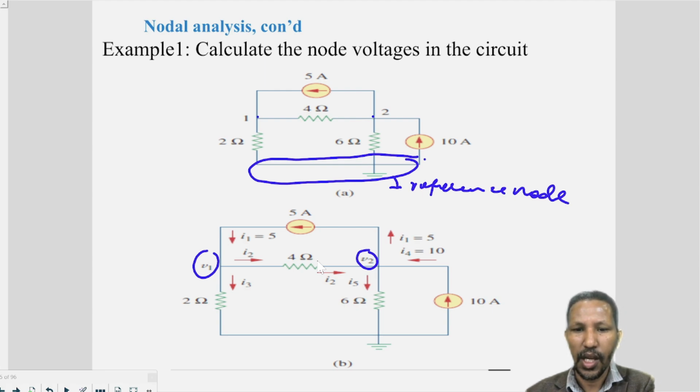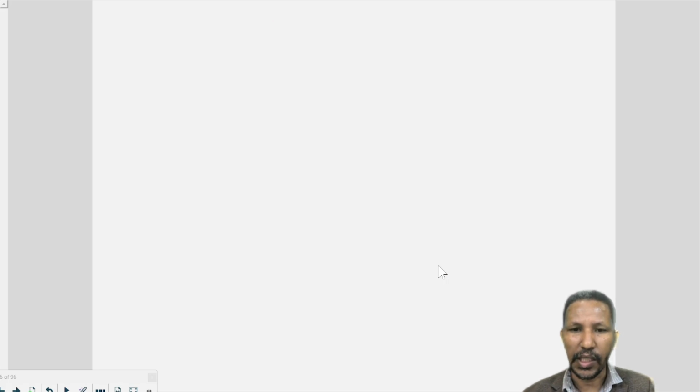As you can see here, small I1 is entering node 1, small I2 is leaving, small I3 is leaving, small I5 is leaving, and small I4 is entering the node. Okay, so we are going to apply KCL for the non-reference nodes.